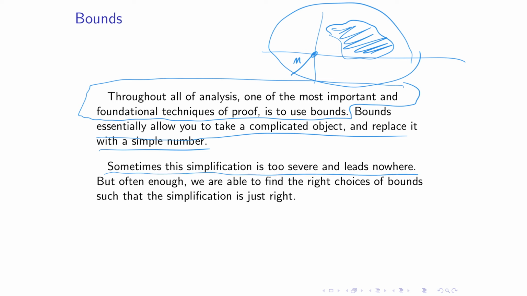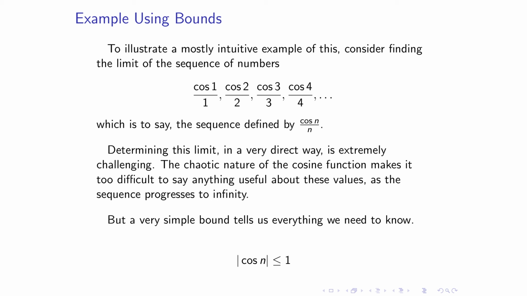not every bound works out, right? Sometimes this method of trying to simplify a complex object by, in a sense, approximating it by a single real number is too simple and doesn't lead anywhere, but so often it actually is productive that it's just a very important thing to study. So let's look at this particular example, which is the sequence of numbers, the first number being cosine of 1, right? And keep in mind that this is measured in, let's say, radians.